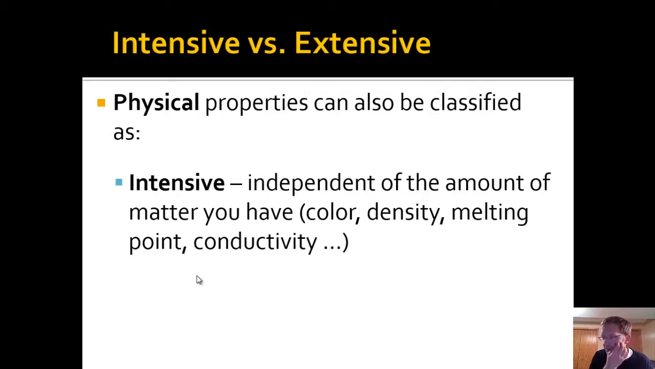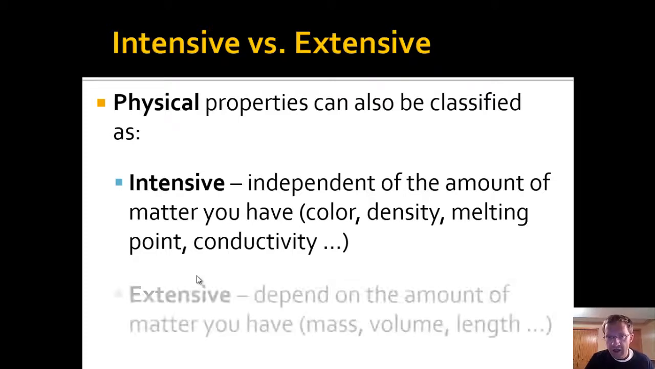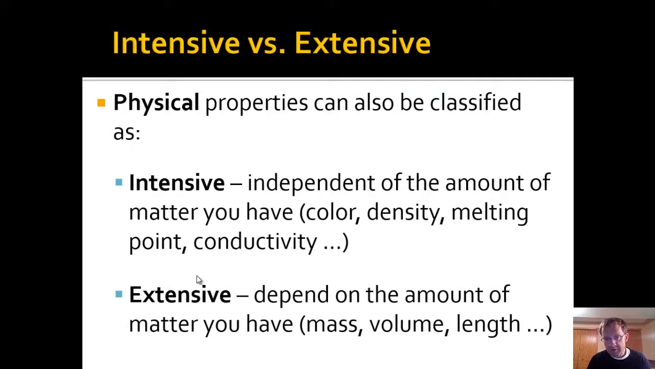And conductivity. Copper wire, for example, conducts electricity very well. And it doesn't matter if the piece is 6 inches long or 6 miles long, it's going to conduct fairly well. And so conductivity is an intensive property. On the flip side, there are extensive properties. And those are things that do depend on how much you have.